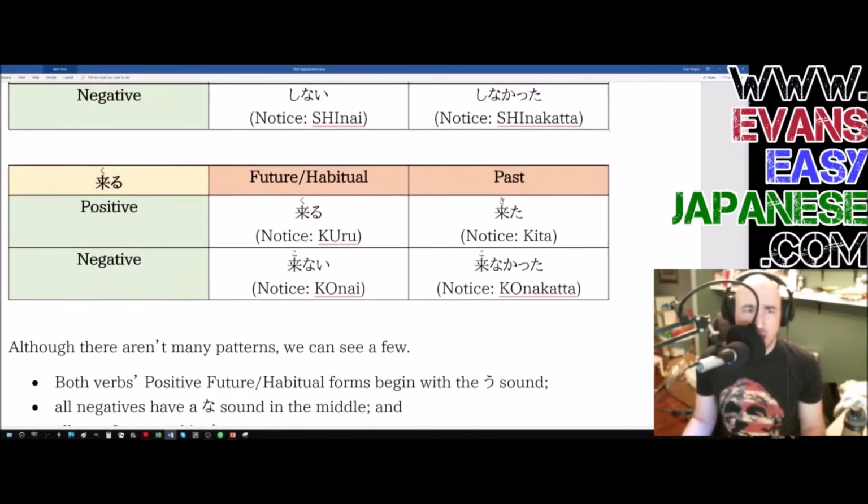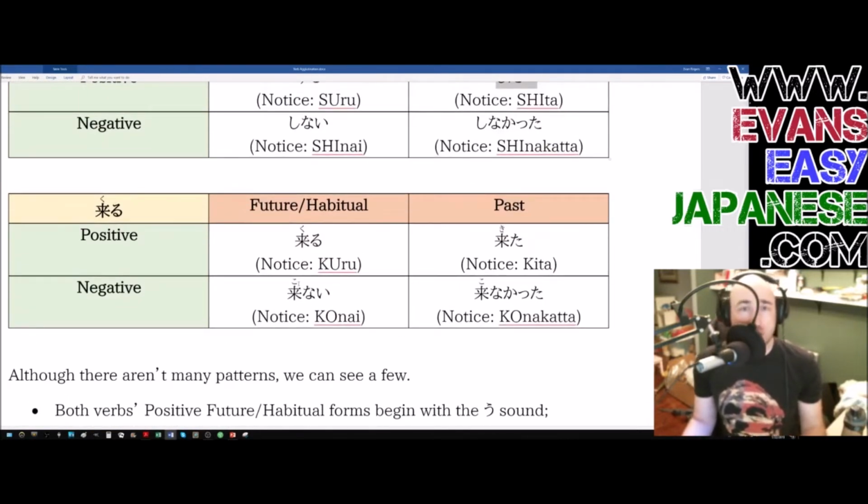Okay, kuru. Kuru turns into konai. That's just the negative. Sorry, the rule is shut up and memorize it. That's why they have their own section. Kuru, the past tense is kita. So kuru, konai, kita. Then next we have konakatta. So konai, konakatta. Kuru, kita. Sorry, the pattern is just kind of stupid. You just got to memorize it.